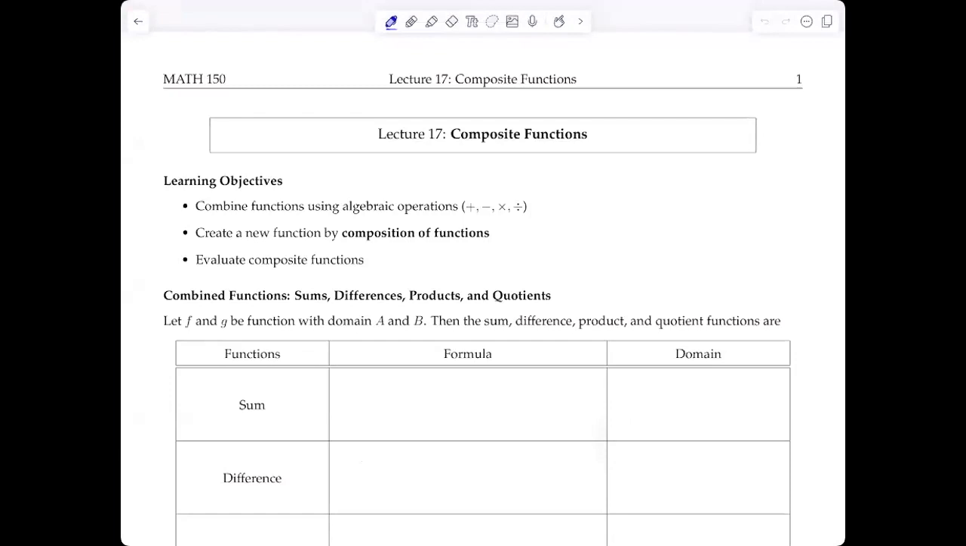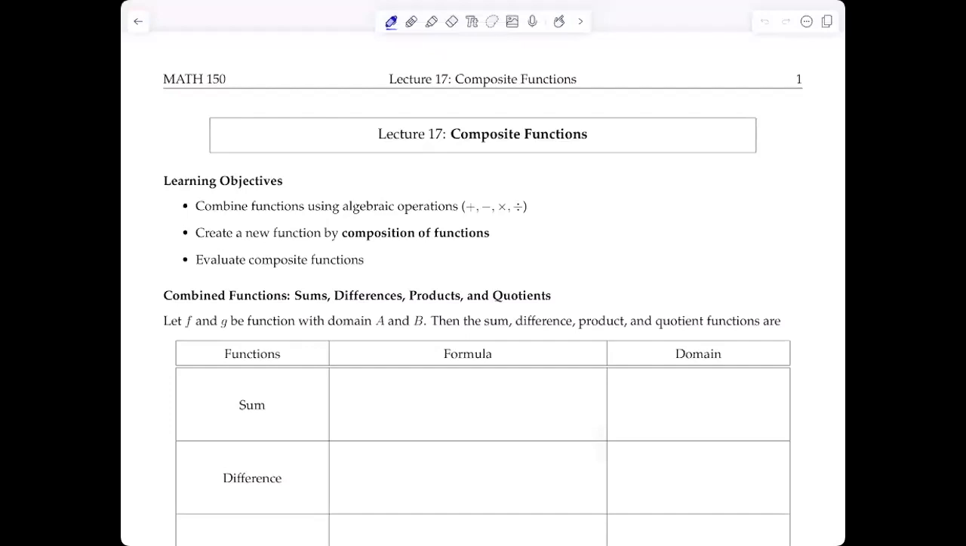Now, in order to do all the types of functions, you need more theory or more background in order to do exponential functions, logarithmic functions, and later on trigonometric functions. All right. Even though we need this type of theory in lecture 17, composite functions, we have enough functions to do all the types of operations.